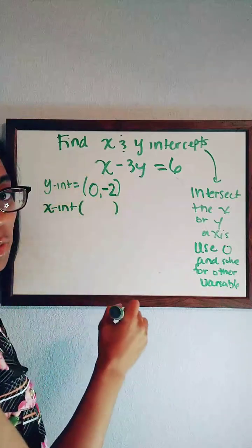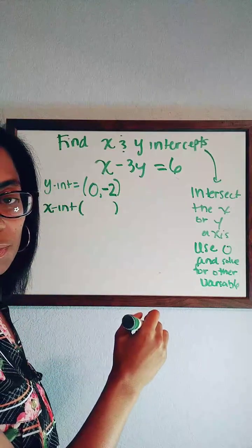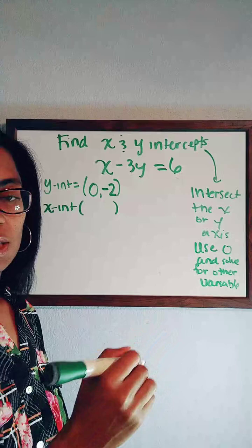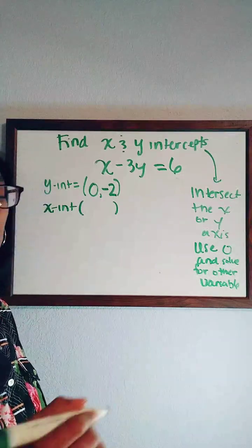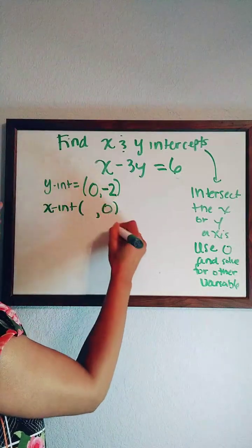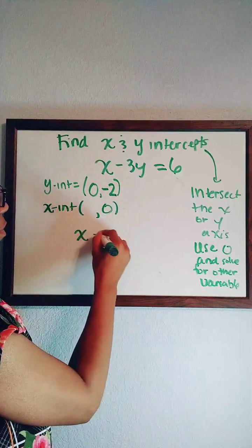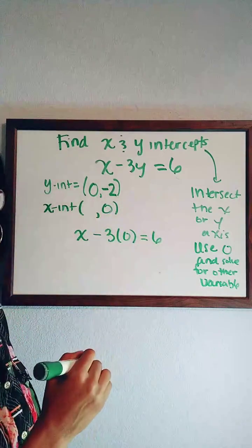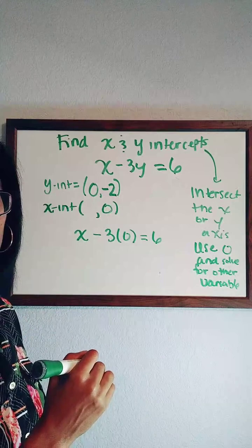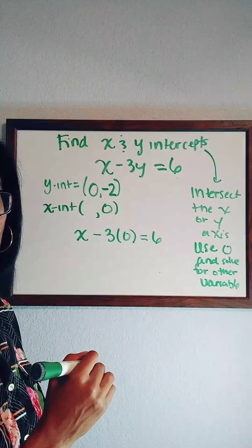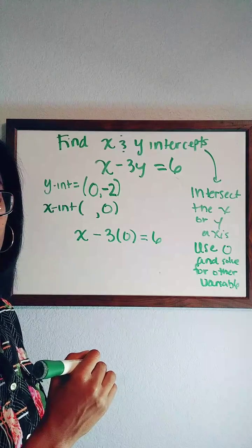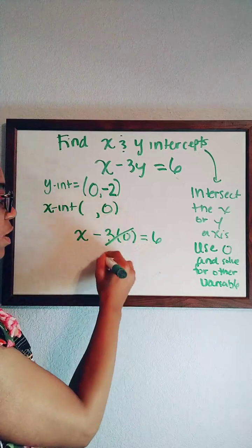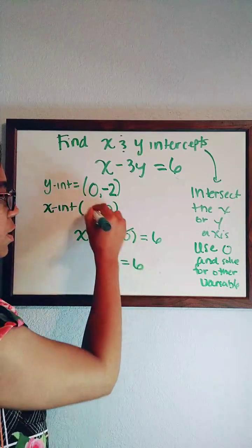And I'm going to put a 0 for what number? What number is going to get the 0? If I'm looking for the x-intercept, the y is going to get the 0 this time. So now I'm going to say x minus 3 times 0 is equal to 6. And we're going to solve that. And what are we going to get? Yep, because 0 just ends up going away and x is equal to 6.